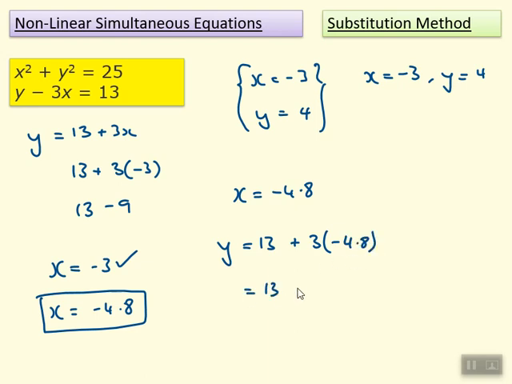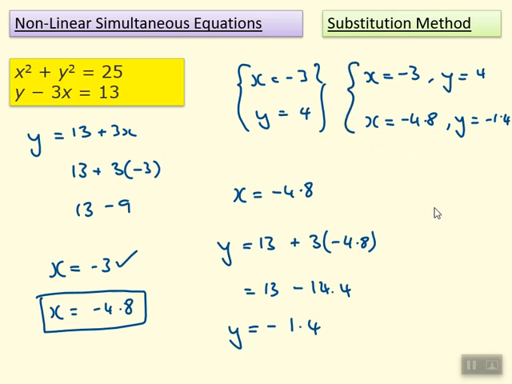It's 13, that's going to be positive times a negative is a negative. So 3 times minus 4.8, okay, so that's 14.4. Okay, and then 13 take away 14.4 is minus 1.4. Okay, so these are the answers. Minus 3 and 4 for x and y, or x equals minus 4.8 and y is equal to minus 1.4. And they're your two answers.